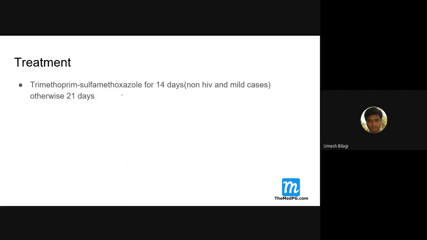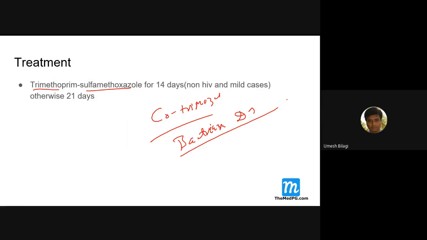Treatment: cotrimoxazole, trimethoprim-sulfamethoxazole, otherwise also called cotrimoxazole, Bactrim. Sometimes they may give this in a short note, so you should know the trade name also. Cotrimoxazole and Bactrim DS are the drug of choice for both treatment as well as prophylaxis. I'll come to that.